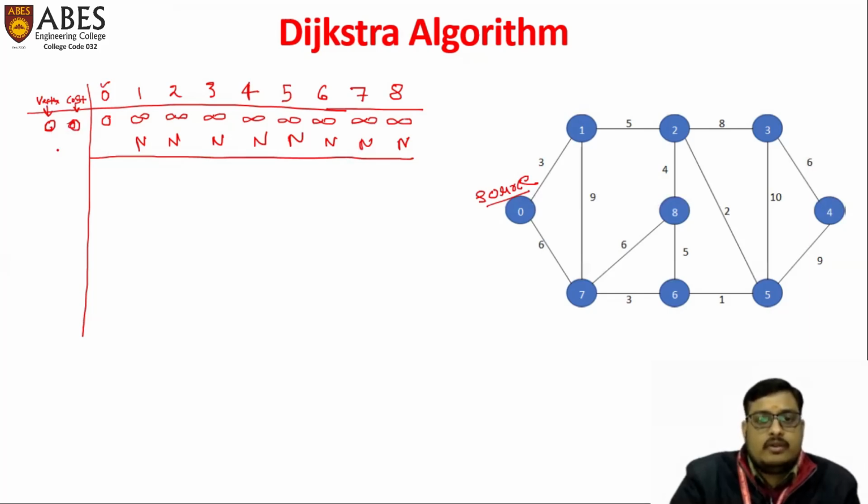Now we'll update all the adjacent vertices of 0 and check whether the current cost is less than the existing cost; if so, we will update it. The adjacent vertices of 0 are 1 and 7. So the cost of 1 will be 0 plus 3, that is 3.